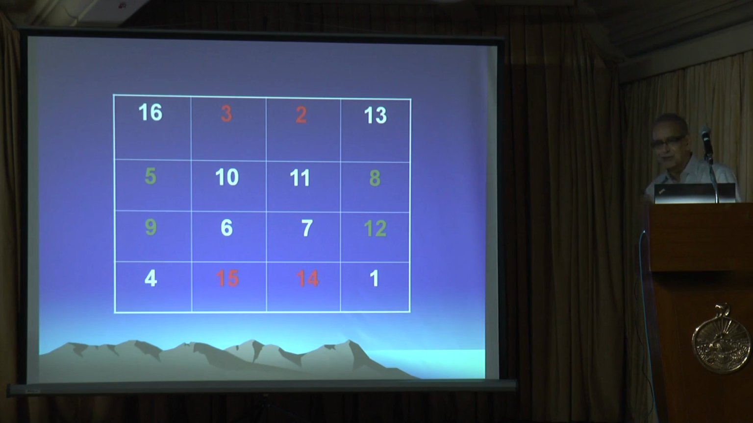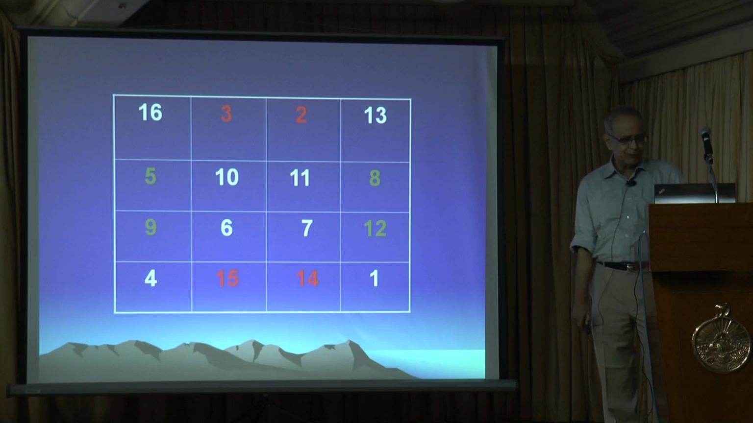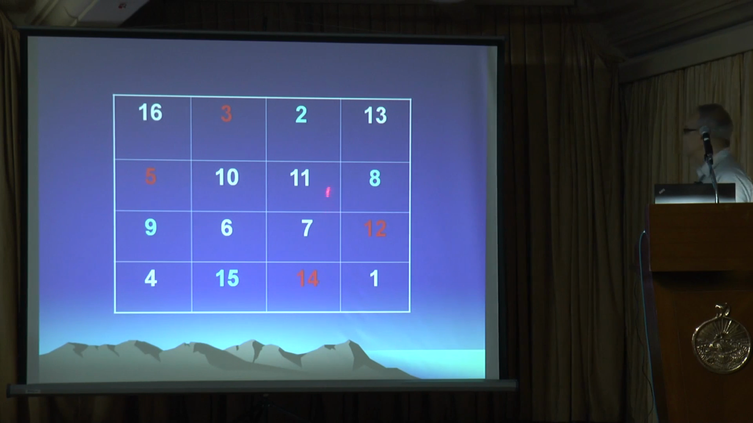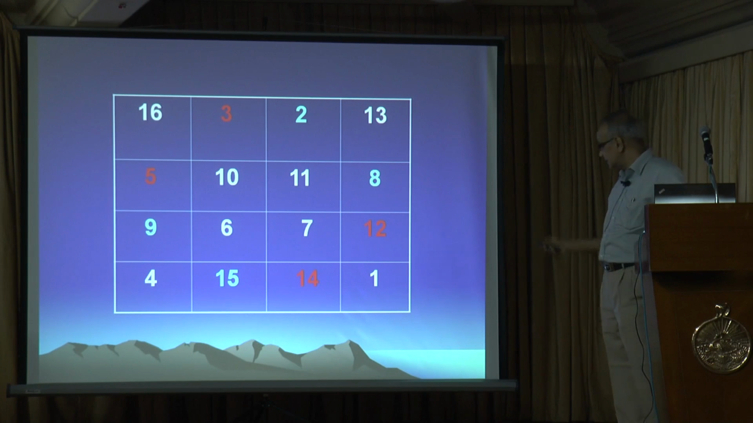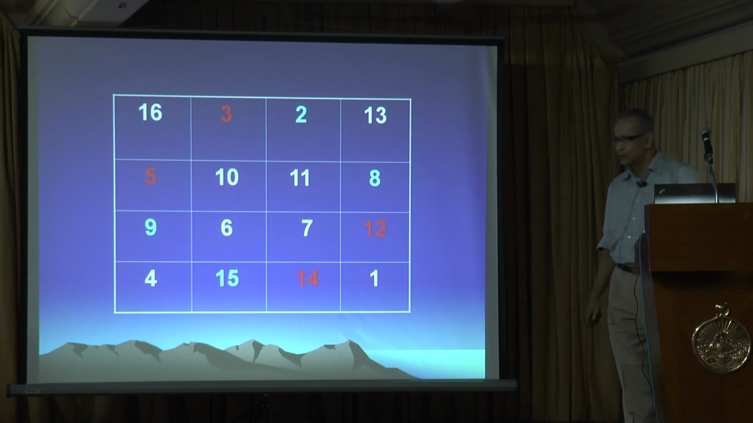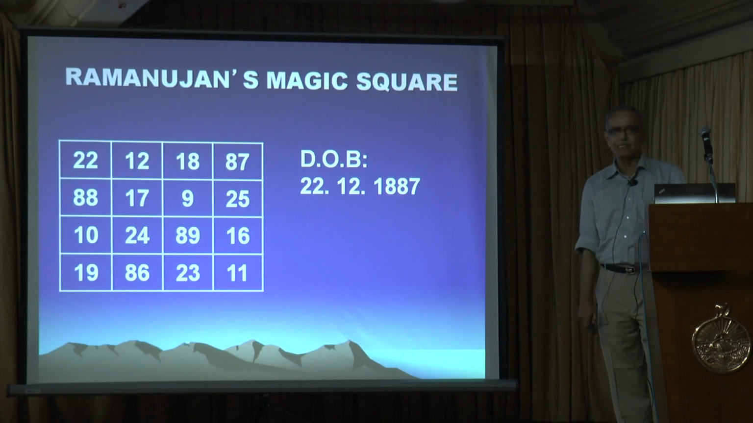So whichever way you combine, it adds up to 34. This is the last one, I think. 8 plus 2 plus 9 plus 15 again is 34. 3 plus 5 plus 14 plus 12 is 34. So 1 to 16 were written in such a way that in so many ways it gives the same total 34. So Durer was very proud of his magic square.